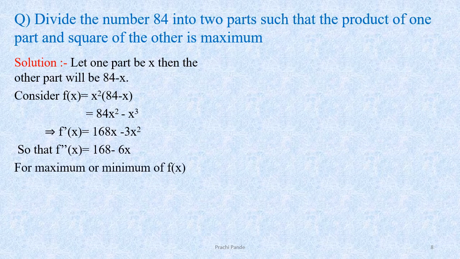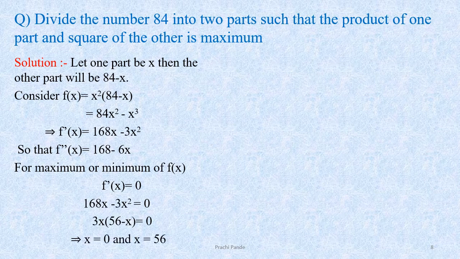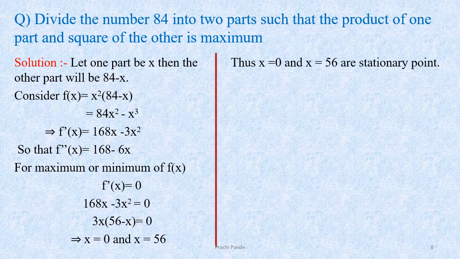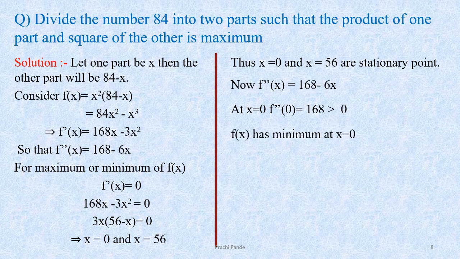For maximum or minimum value of f of x, we need to equate f dash x with 0, which gives us two values for x. One is 0 and the other is 56. These values are called stationary points. Now f double dash x is equal to 168 minus 6x. Substituting x equal to 0 in f double dash x, we get f double dash 0 is equal to 168, which is greater than 0. That means f of x has a minimum value at x equal to 0.